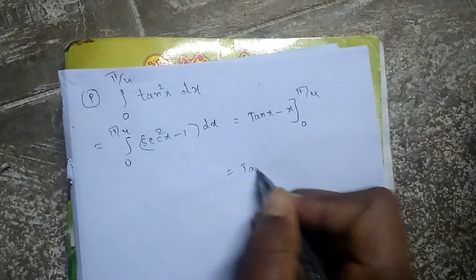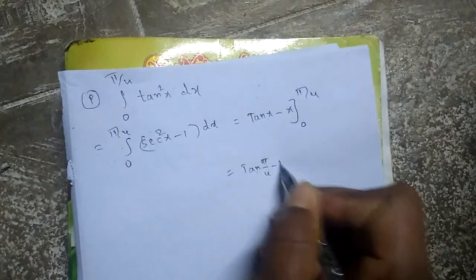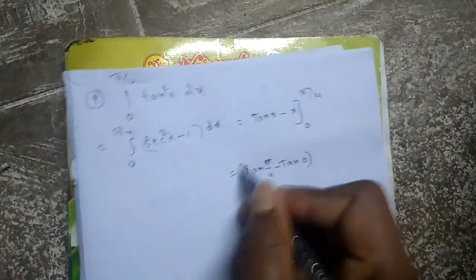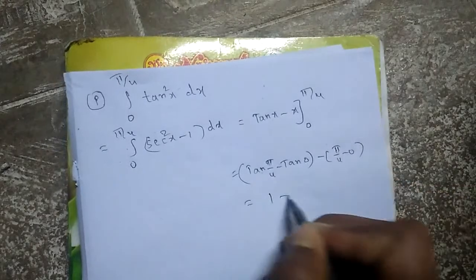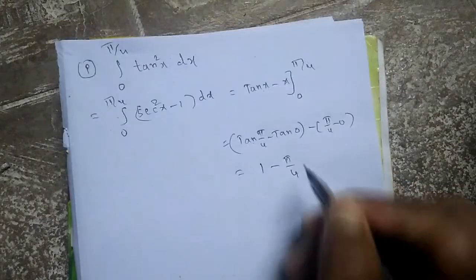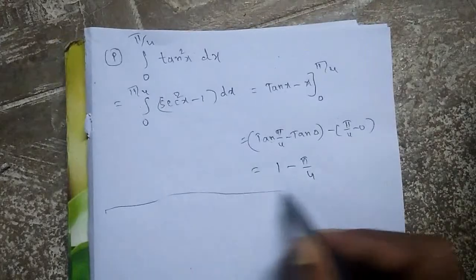This is tan pi by 4 minus tan 0, minus, this is pi by 4 minus 0. This is 1 minus pi by 4. This is the final answer.